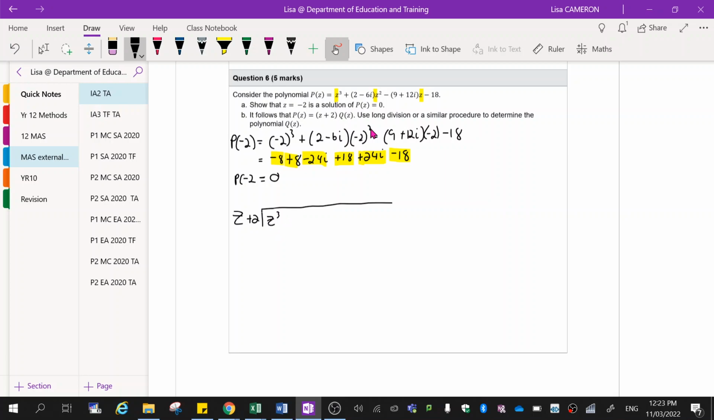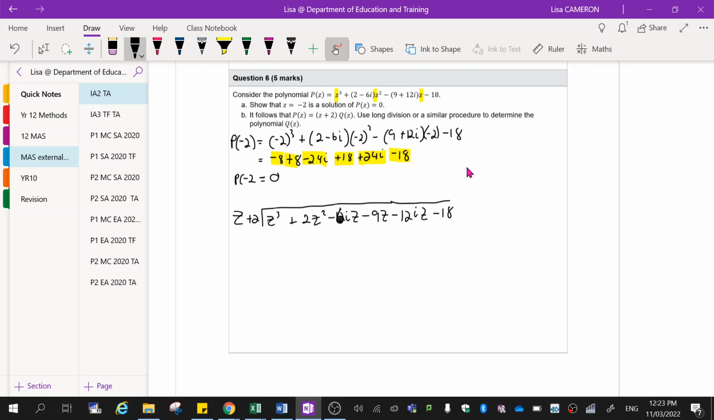So z to the power of 3 plus, now this one times that one will make 2z squared. This one times that one will make minus 6iz. This one times that one will make 9, and the minus will make it minus 9z. This one times that one will make it minus 12iz, and we've just got minus 18 on the end.